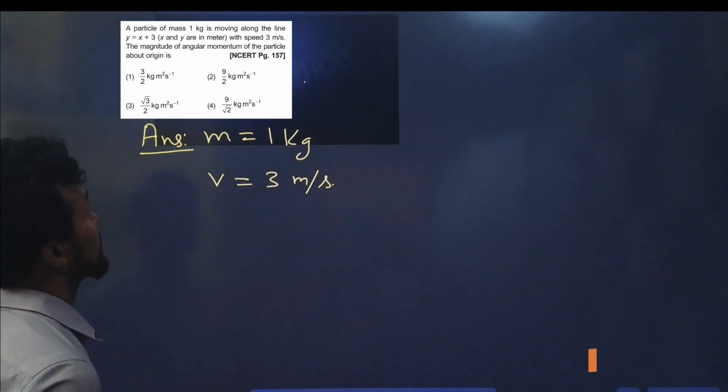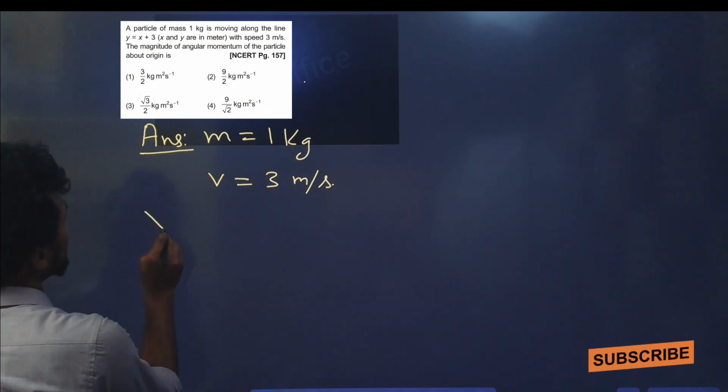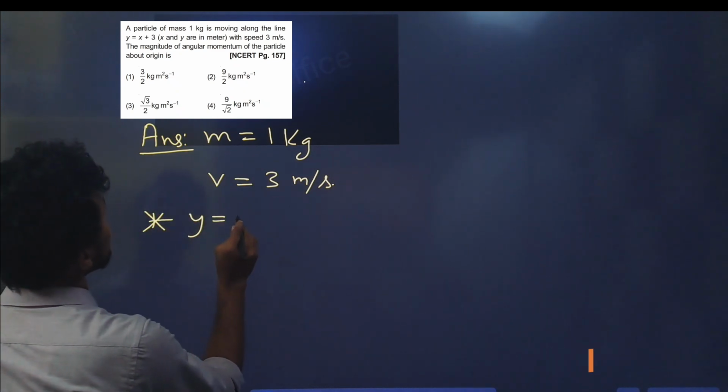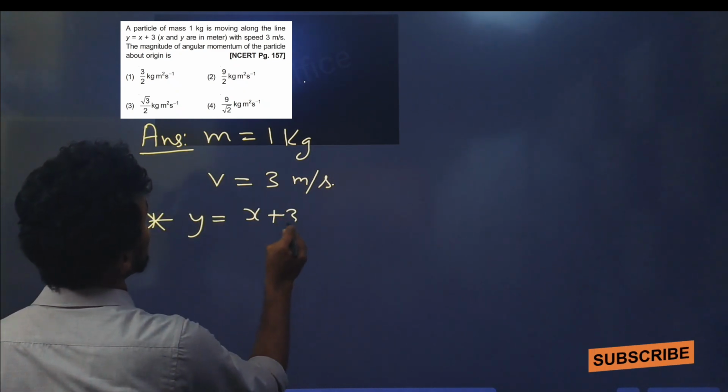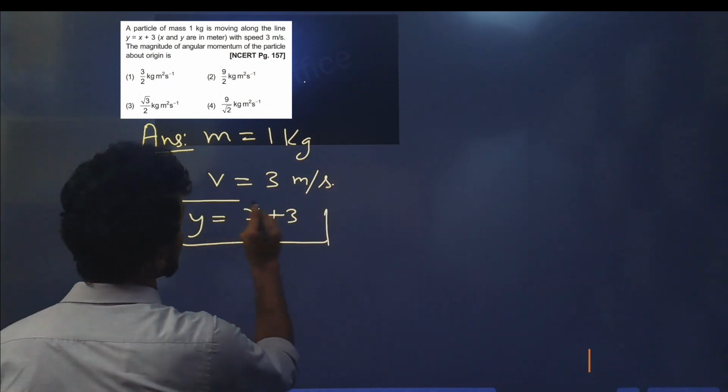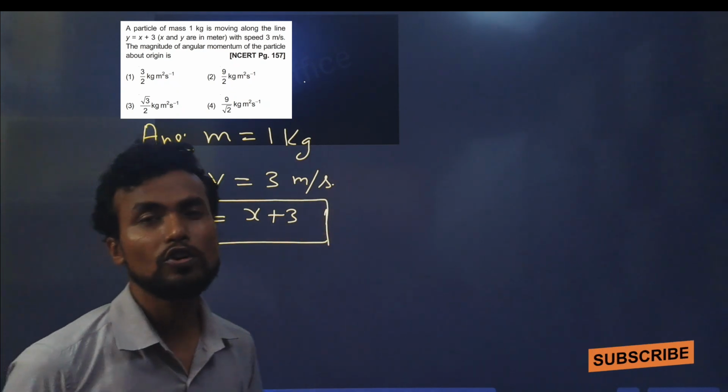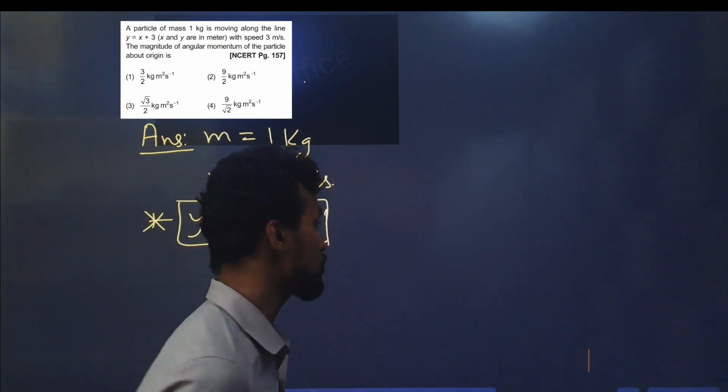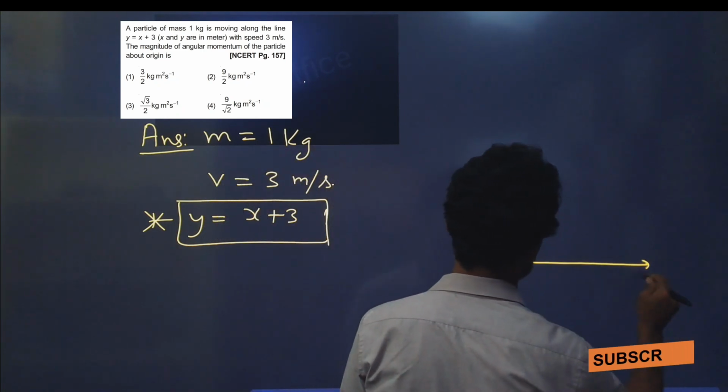3 meter per second. And here the particle is moving along which line? Y equal to x plus 3. Okay, this is the equation of the line. Now we know very well, to draw the equation of a line, how many points we need? We need 2 points. So first we have to draw the diagram here please.